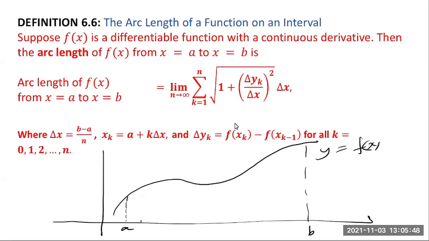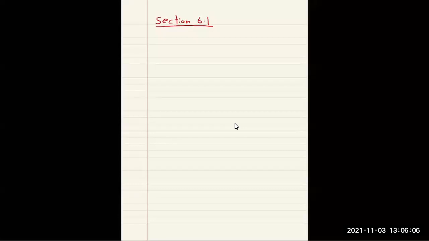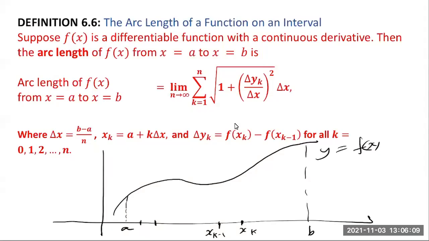Okay, so we divide this interval into n equal subintervals. Let's say this is the kth interval. This is your kth subinterval. This is xk minus 1. This is xk. Then I can find the corresponding function values. This value will be f of xk minus 1. And then the other value, this value will be f of xk.